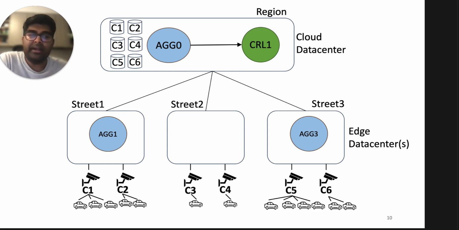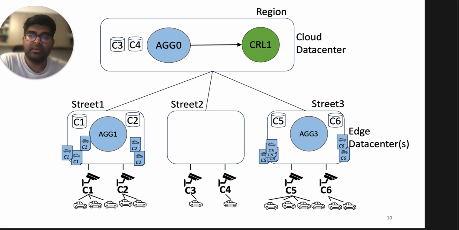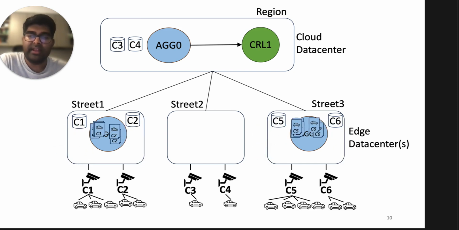Since the AGG operator effectively does a data reduction where the images are processed into vehicle counts, moving this operator closer to data sources would result in a significant reduction in data transfer cost. To do this, additional instances of the AGG operator are created on the edge data centers, and the keys storing the data of these cameras in these areas are moved to these instances. So this reduces the amount of data that goes to the cloud.